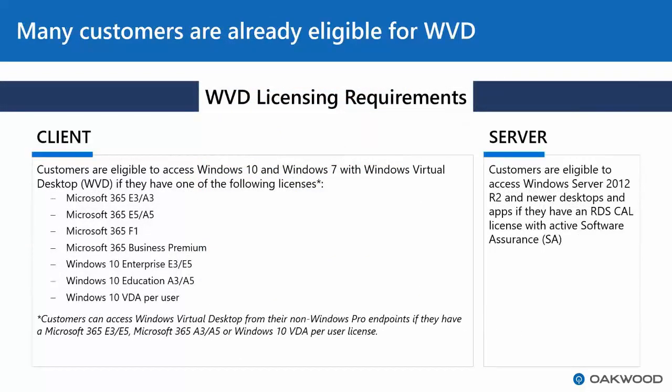And a little bit on the WVD licensing requirements for your users. If you have any of those SKUs listed on the left-hand side, those are the Microsoft 365 SKUs or the Windows 10 SKUs, you already are licensed for Windows Virtual Desktop. Now, if you have those RDS CALs with software assurance, you can use Windows Server 2012 R2 or newer. You don't get as much of the price savings because those aren't multi-session optimized.